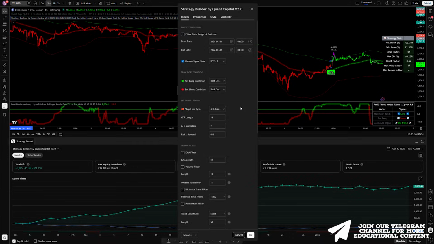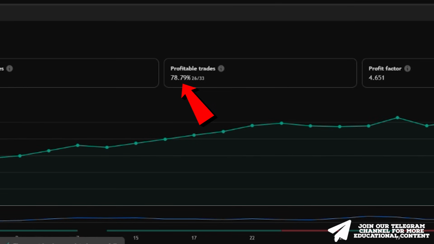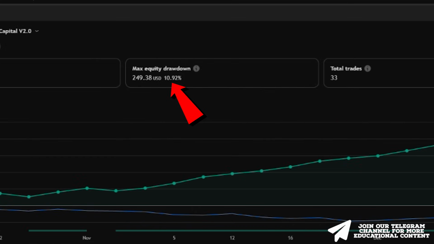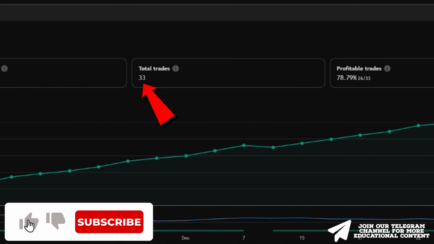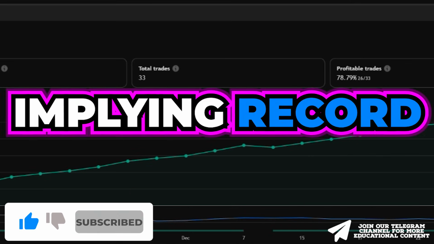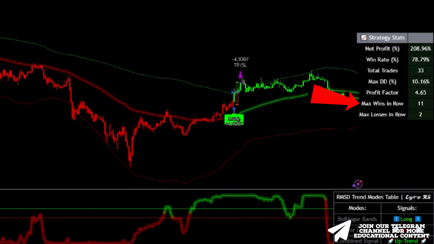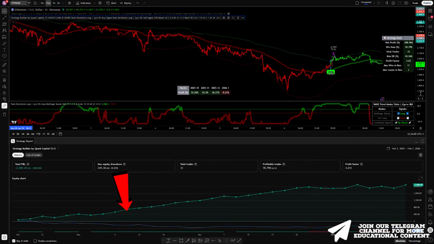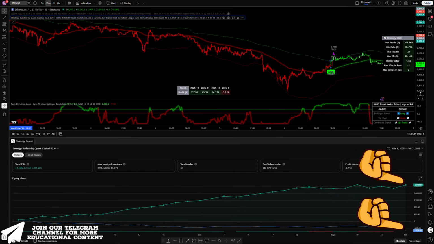So, open the Builder settings where it is already integrated and click right here. Voila, the win rate skyrocketed to 79%, max drawdown remained very low, and we got 208% profit from roughly half the number of trades, implying record profit per trade. The crazy part? The strategy delivered 11 profitable trades in a row, compared to only 2 back-to-back losses. The equity curve is outstanding, and once again, the strategy clearly beat a buy-and-hold approach.